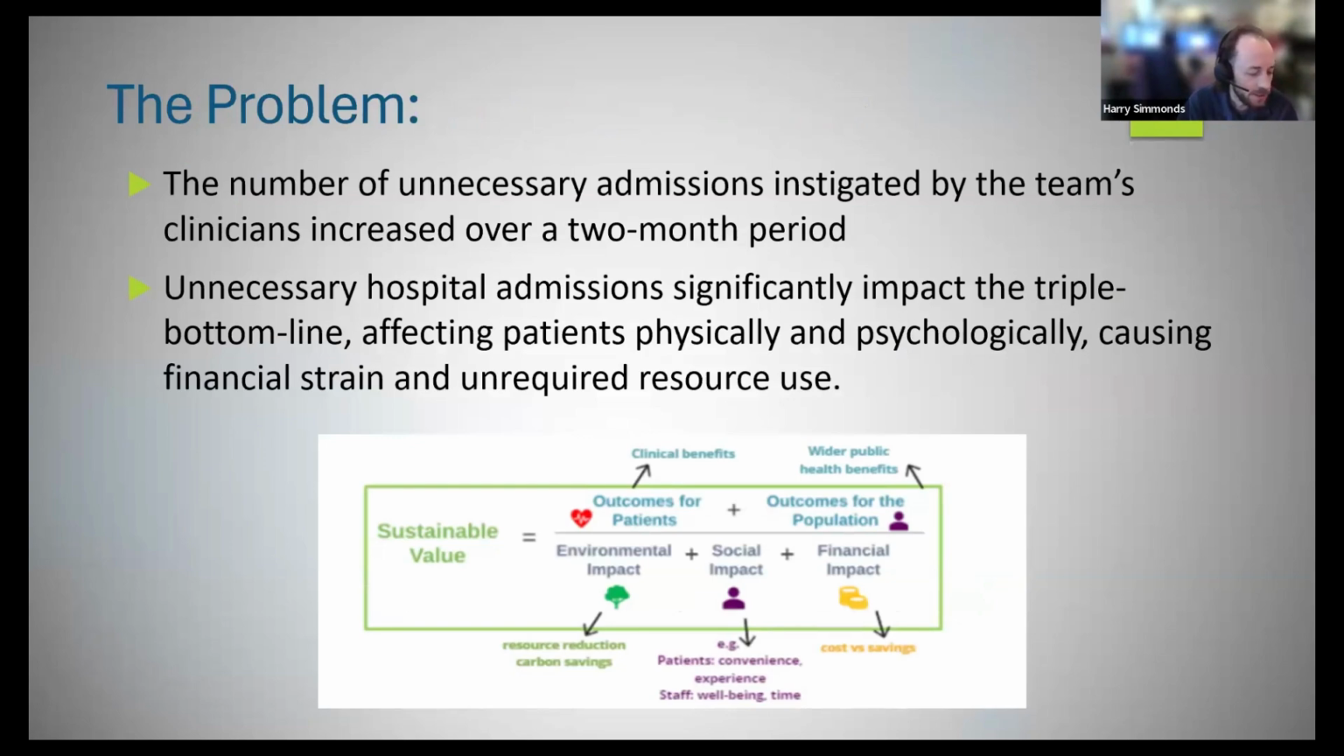At the time of starting the QI dissertation, we'd undertaken an audit within the team which identified that the number of unnecessary admissions instigated by the team's clinicians had increased over a 2-month period. We considered this to be a problem, as although some patients do, of course, need to be in hospital, upon review, a lot of these patients were unnecessary admissions. And as we know, unnecessary hospital admissions significantly affect the triple bottom line, affecting patients physically and psychologically, causing financial strain and unrequired resource use. Next slide, thanks.